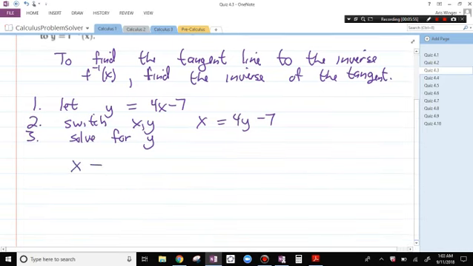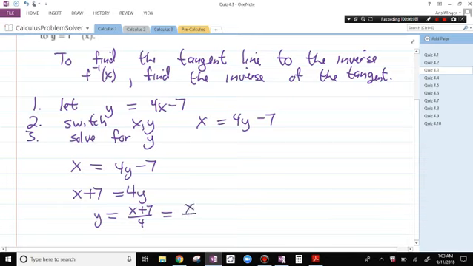So we've got x equals 4y minus 7. We'll add 7 to both sides. x plus 7 equals 4y. And then we'll divide both sides by 4. y equals (x plus 7) over 4, or x over 4 plus 7 over 4.